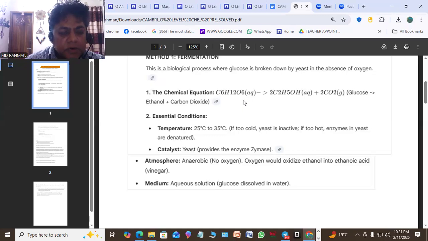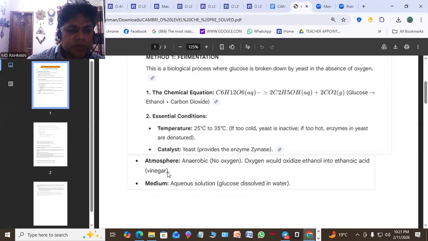The required temperature is 25 to 35 degrees centigrade, and then yeast. And the atmosphere is anaerobic, no oxygen. Oxygen would oxidize ethanol into ethanoic acid, or vinegar. Ethanoic acid is also known as vinegar. So it should be in the absence of oxygen, in an aqueous solution.